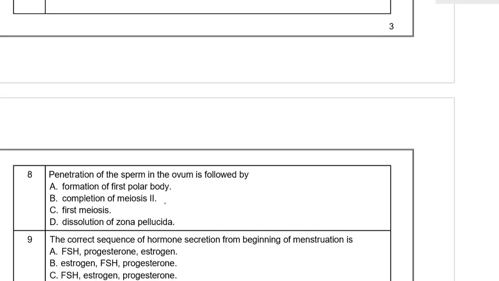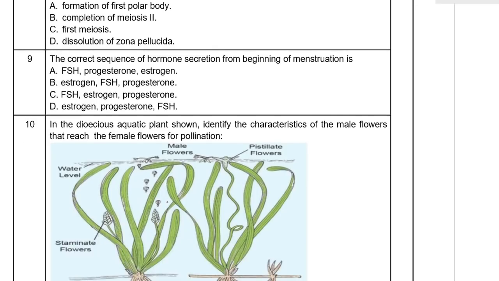Okay. Moving on to question number 8. Penetration of sperm in the ovum is followed by: formation of the first polar body, completion of meiosis II, first meiosis, or dissolution of zona pellucida. So the correct answer is option B. After the completion of meiosis II, there is penetration of sperm in the ovum.